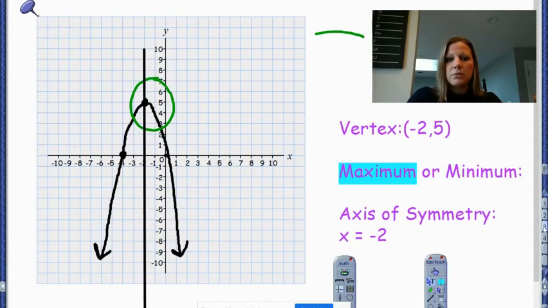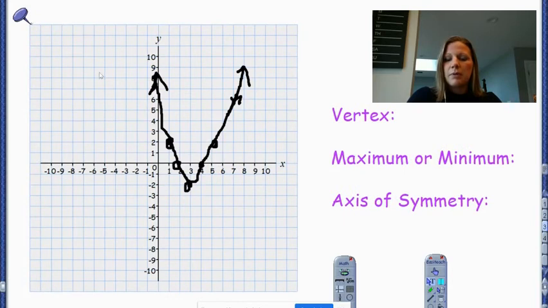Now, if I go to a parabola that looks like this, that's a little bit of a sad looking parabola, but you know, doing the best we can, my vertex would be right here.